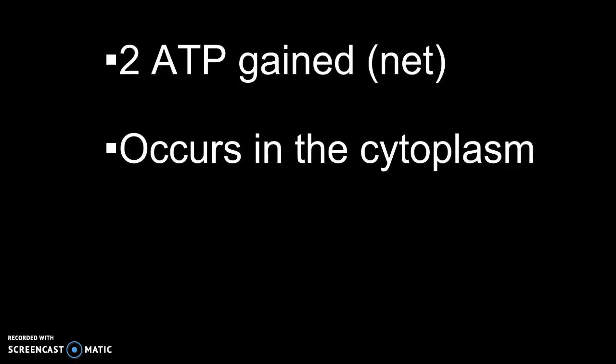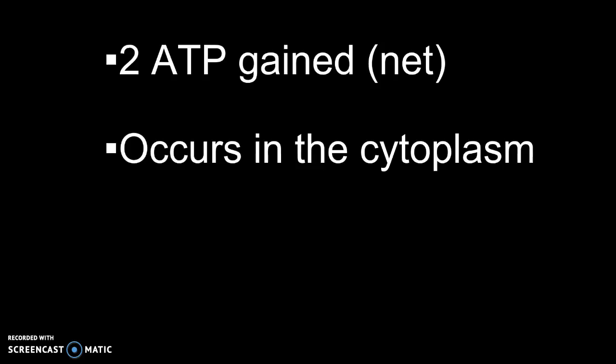Now, I do want to talk about this since you guys are honors. We do talk a little bit more in detail here. Notice that it says net. Okay, and what we mean, I'm going to show you in the next picture, is that this process is kind of like take and give. In order to do glycolysis, you actually have to use 2 ATP to get it started. So 2 ATP are used to break it into 2 pyruvic acids.